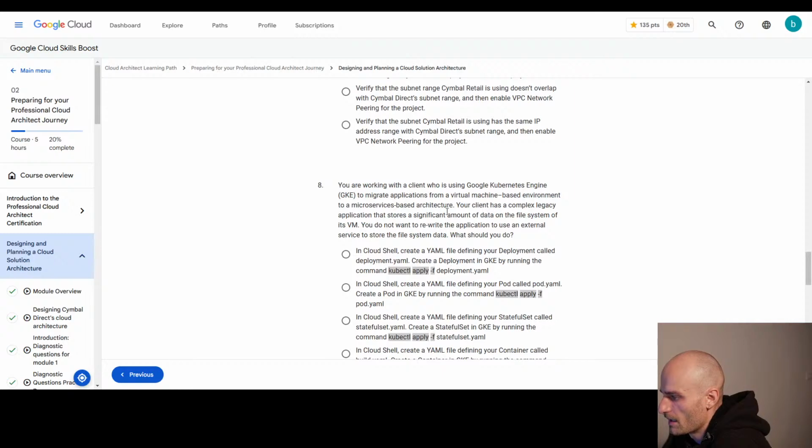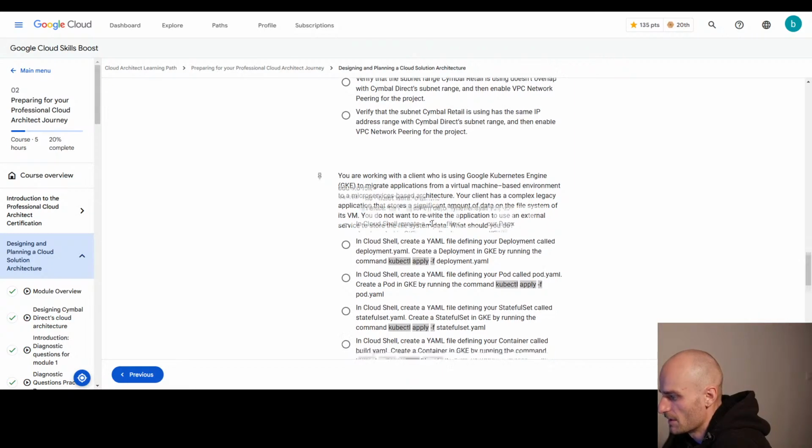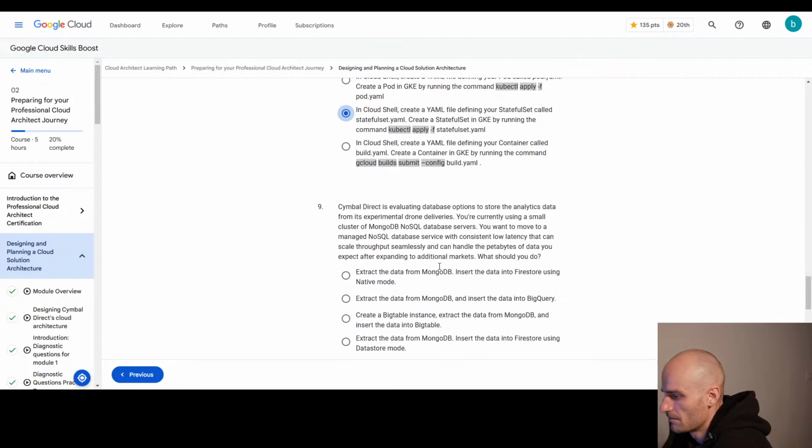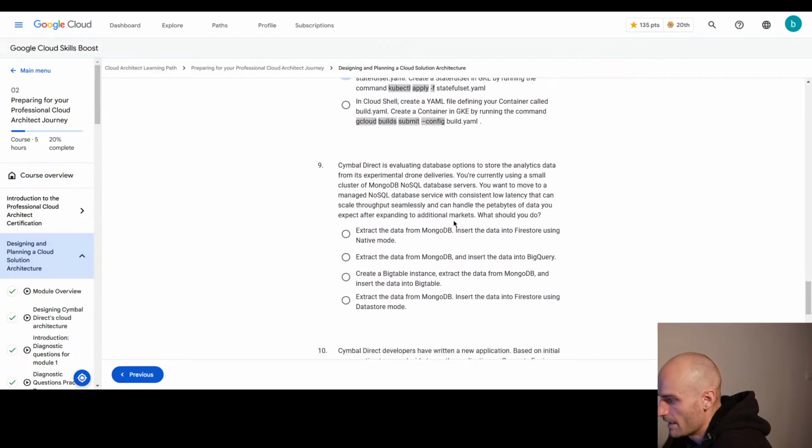You are working with a client who is using Kubernetes. Oh yeah, okay, so here it was the stateful. And here, Simple Direct wants to store analytics from experimental drone deliveries. You want to move to a managed NoSQL database service with consistent low latency. What should we do? I don't remember here which was. Oh yeah, Bigtable, create a Bigtable instance. Yeah.